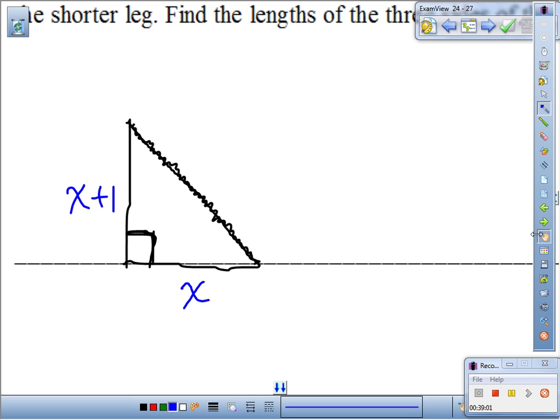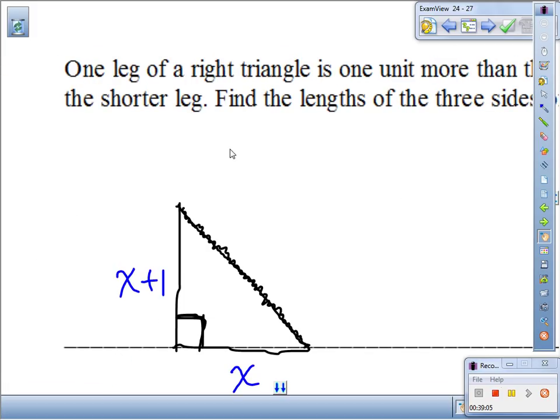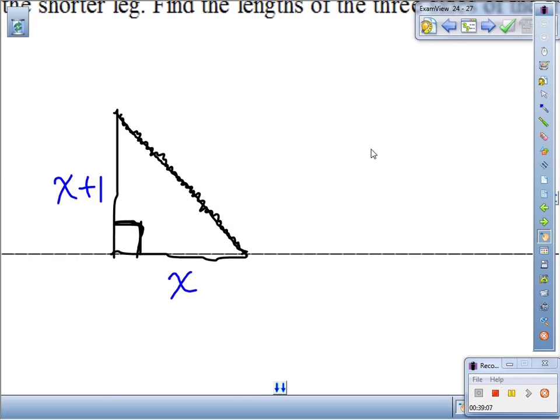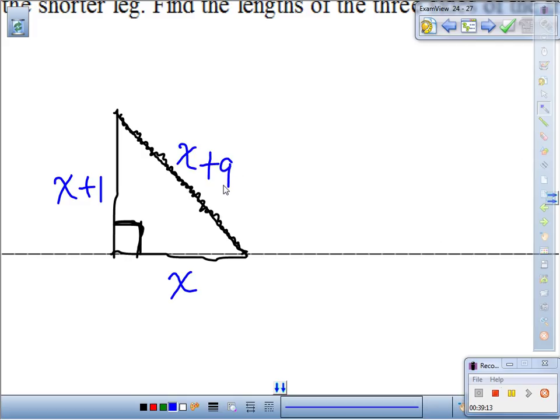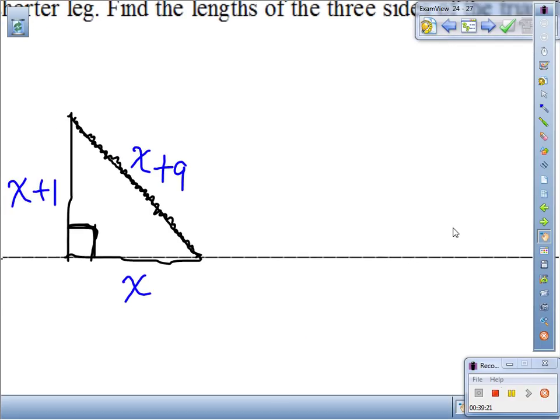But then it says the hypotenuse is 9 units more than the shorter leg. Which is the shorter leg? So we label the hypotenuse X plus 9. All right, and it says find the lengths of the 3 sides.